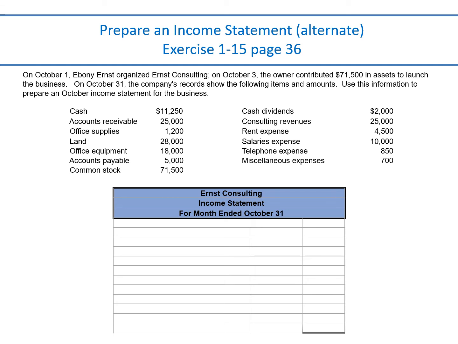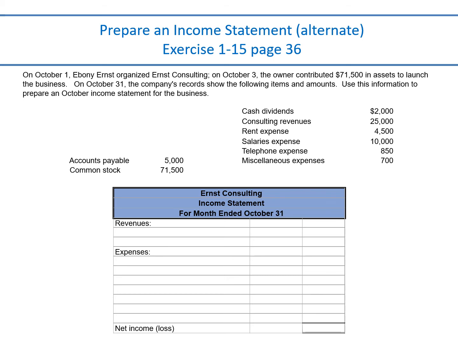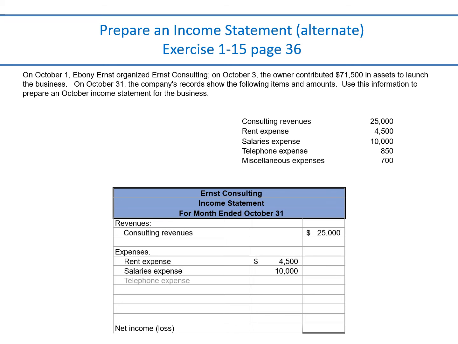So filter through all of your accounts and figure out what accounts you need to prepare your income statement, and then you can disregard the rest of them. So again, all of those first accounts that we see, cash and office supplies and land, we don't need any of that. Those are asset accounts. They don't belong on your income statement. Accounts payable is a liability, does not belong either. Common stock and cash dividends do not belong on your income statement, and you're left with your consulting revenues and then all of your expense accounts.